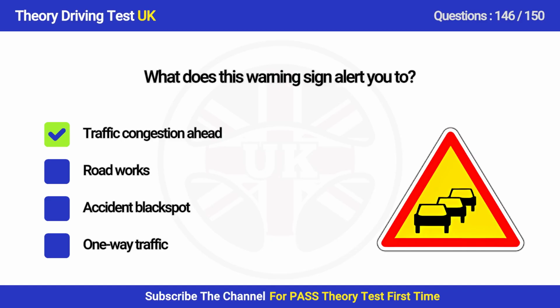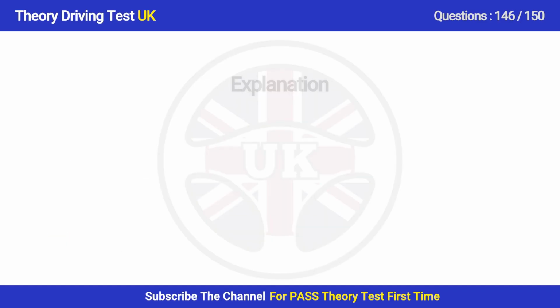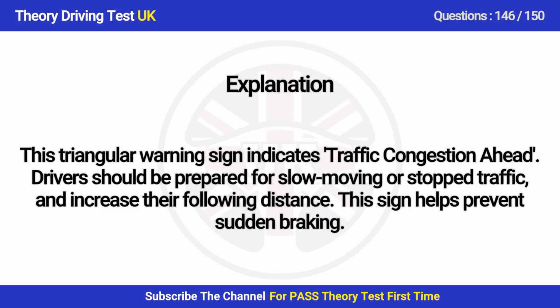Answer is A, traffic congestion ahead. This triangular warning sign indicates traffic congestion ahead. Drivers should be prepared for slow-moving or stopped traffic and increase their following distance. This sign helps prevent sudden braking.